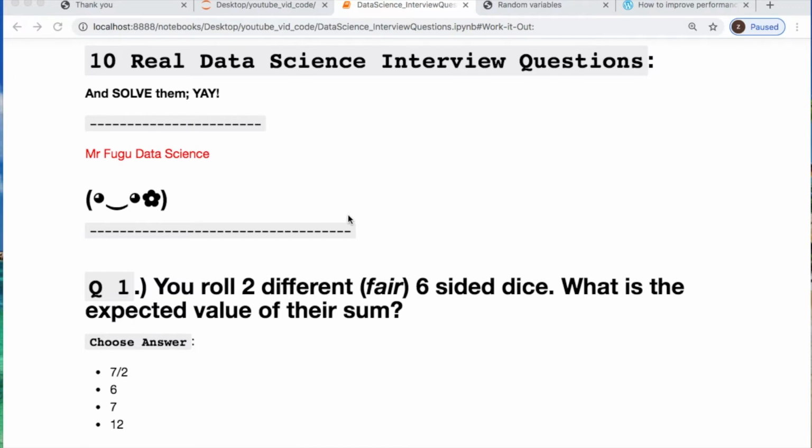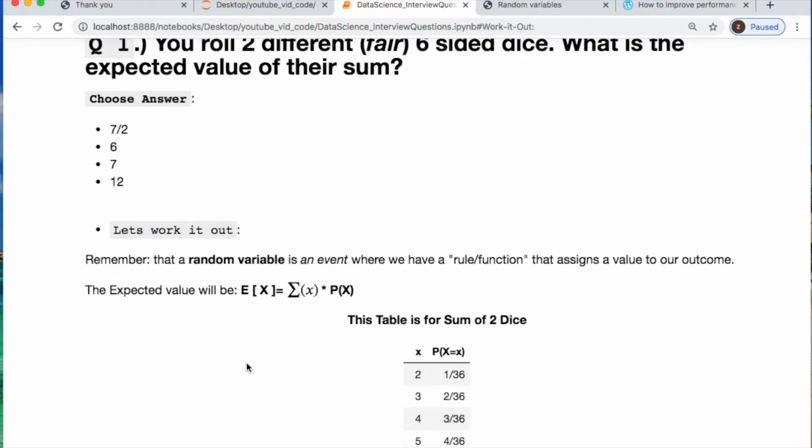Today we're going to do something a little different. Look at 10 real data science interview questions. Let's get into this. If you had two different fair six-sided dice, what would the expected value of their sum equal? You see these four answers right here, and you have to think, well, how am I going to solve this? What am I really being asked? So let's work this out.